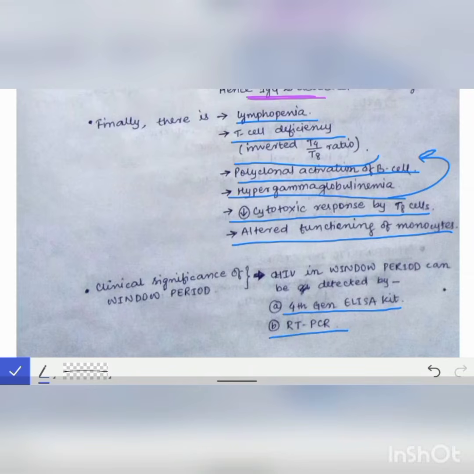RT-PCR is simple, that will directly detect the gene of the virus, as there is viremia also in the window period. In the window period there is viremia also, and there is P24 antigenemia also. So for P24 antigenemia detection, we can use the fourth generation ELISA kit. For the viral RNA detection, we can use the RT-PCR method. So by these two methods, we can detect the HIV in the window period when there is no elevation in the antibodies against the virus.